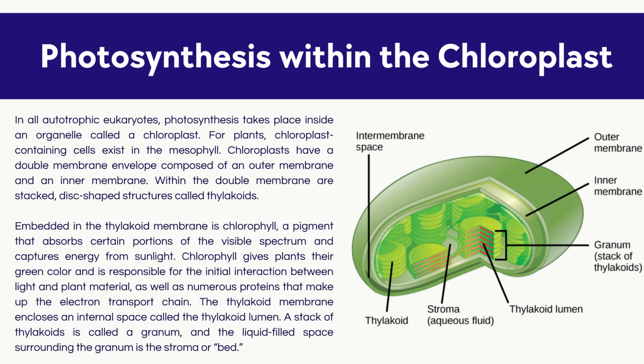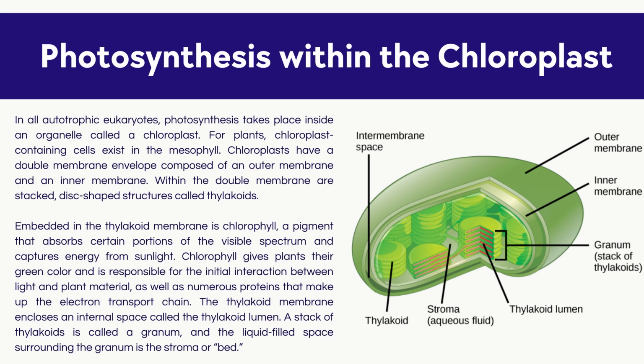Chloroplasts have a double membrane envelope composed of an outer membrane and an inner membrane. The outer membrane regulates the passage of molecules in and out like a gatekeeper, while the inner membrane is a labyrinth of complexity, forming thylakoids, flattened sacs where the magic happens. These thylakoids stack in grana, increasing the surface area for sunlight absorption.